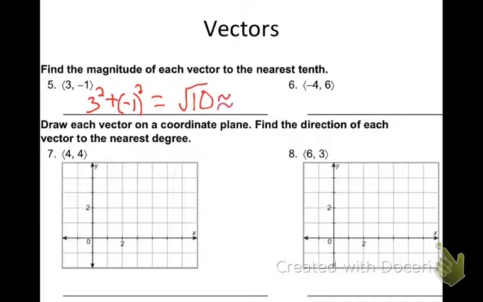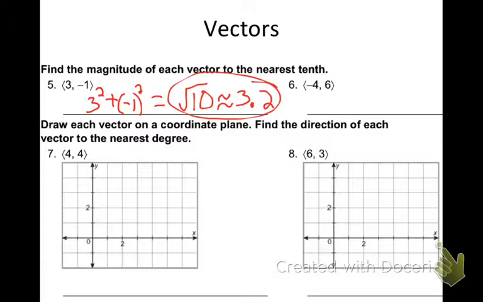And the square root of 10 to the nearest tenth is approximately what, Mr. Wall? Oh, I thought you had it, man. 3.16. So to the nearest tenth would be 3.2. So that is 3.2. Nice job.